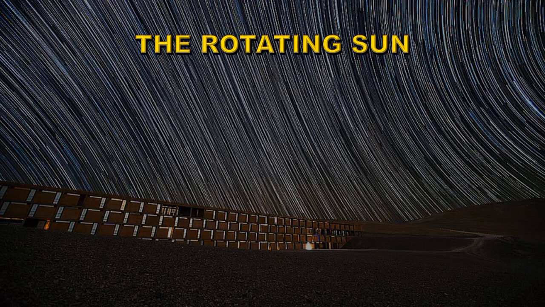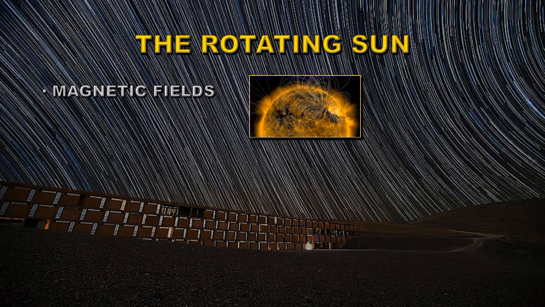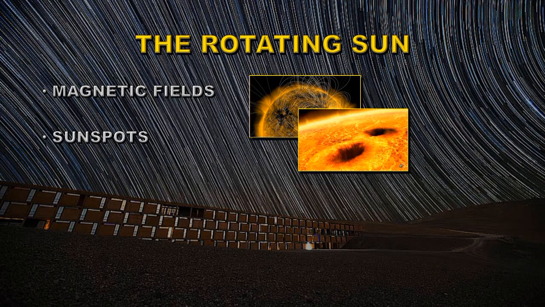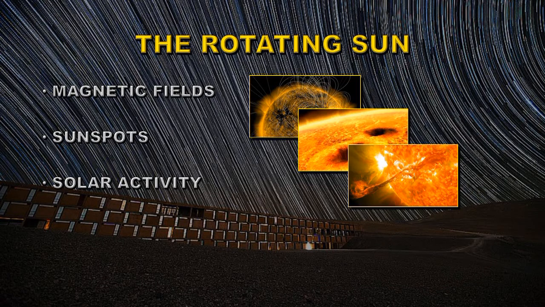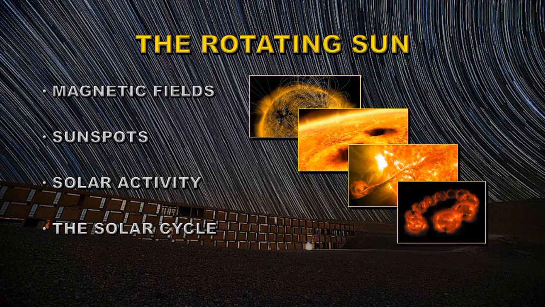So this concept of rotation is very important. The rotation of the Sun explains the presence of magnetic fields on the Sun. It also explains sunspots, solar activity, the flares and coronal mass ejections for example, and the solar cycle itself. So the fact that a star rotates is very important. The faster a star rotates, generally the more active it is. The slower a star rotates, the less active it is.